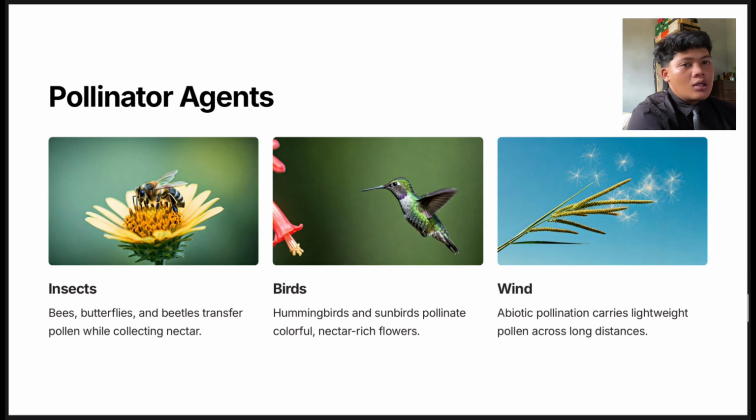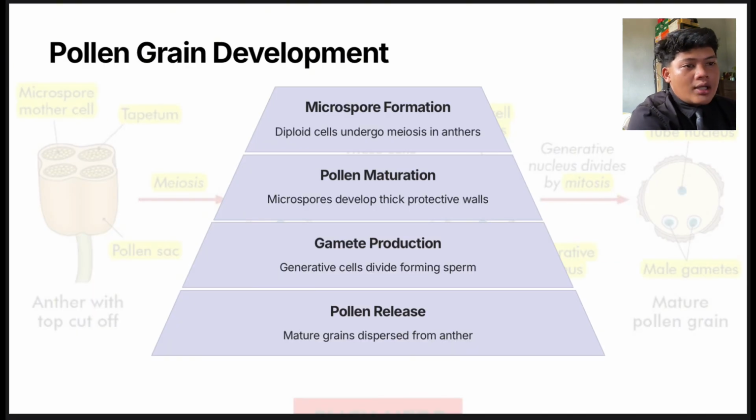Now, shifting our focus to pollen grain development, the process begins with microspore formation, where diploid cells undergo meiosis in anthers. Following this, pollen maturation takes place as microspores develop thick protective walls. Subsequently, gamete production occurs as generative cells divide, forming sperm, leading to the final stage of pollen release, where mature grains are dispersed from the anther. This process underscores the reproductive cycle of plants.